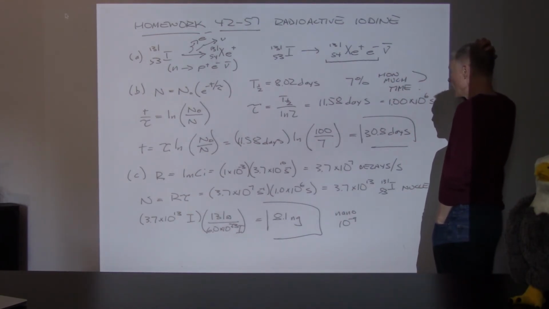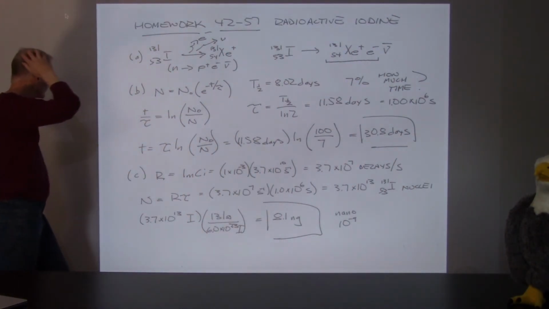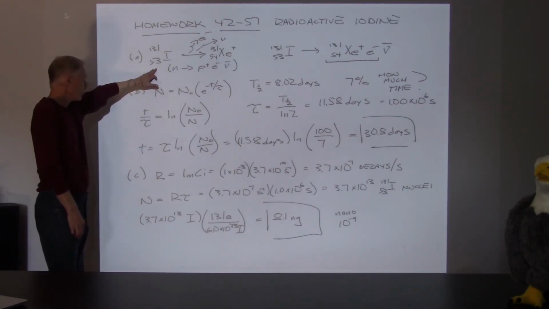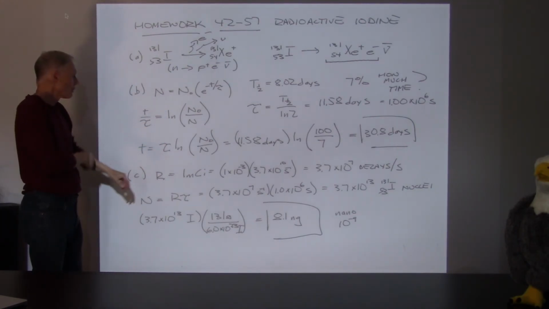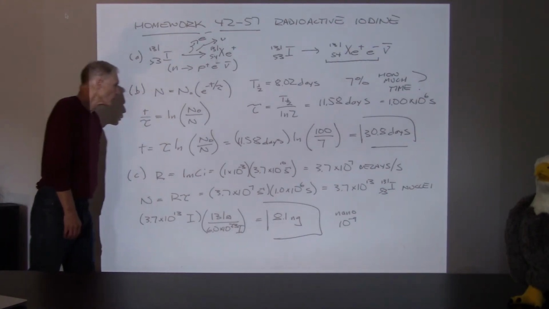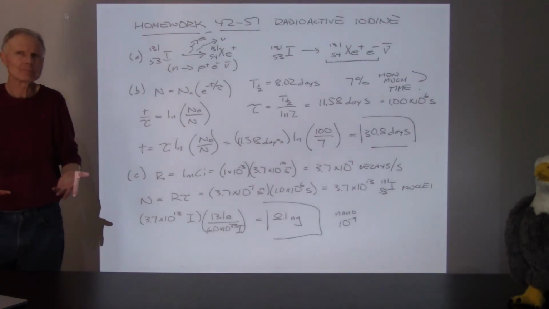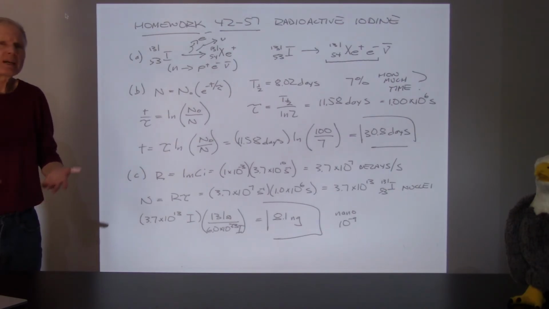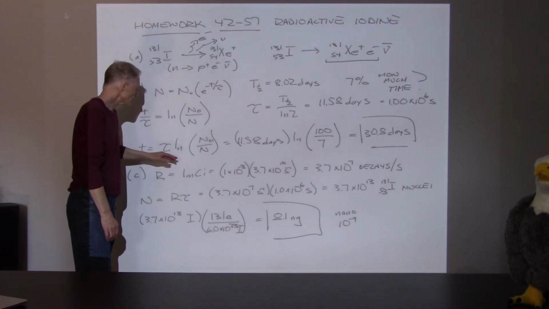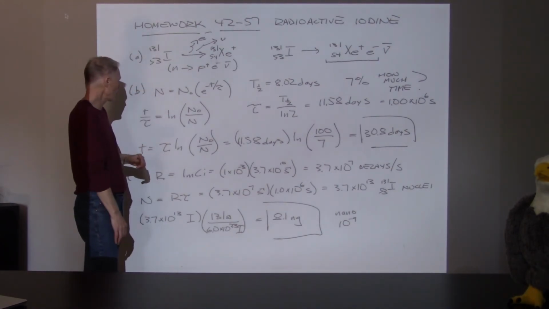Okay. Now in part C, it says that a sample of radioactive iodine 131 that was even what's called 1 millicurie would be enough to be a health risk. Potentially it could be lethal. So we're asking how much of this iodine 131 could we tolerate?